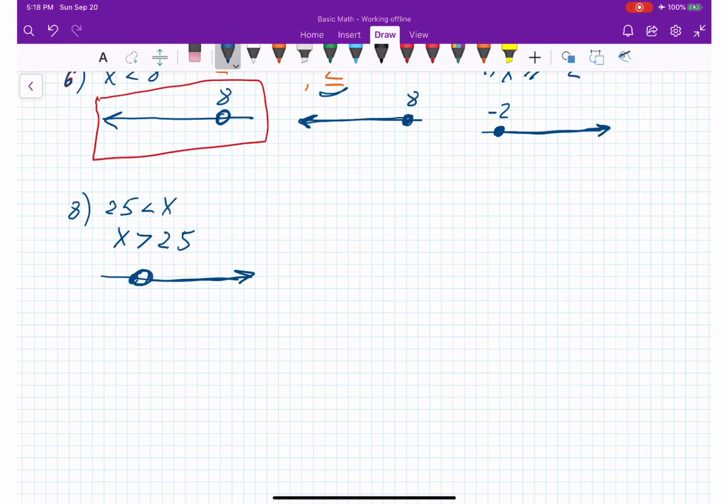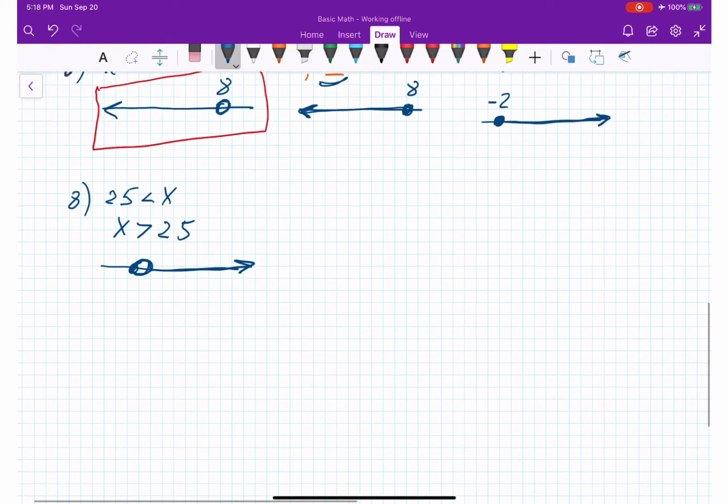Next one. Number 9. Okay, on number 9, now we're going to do vice versa. Given a graph, we're going to write down the inequality. Here we have -3/5, and it comes this way.